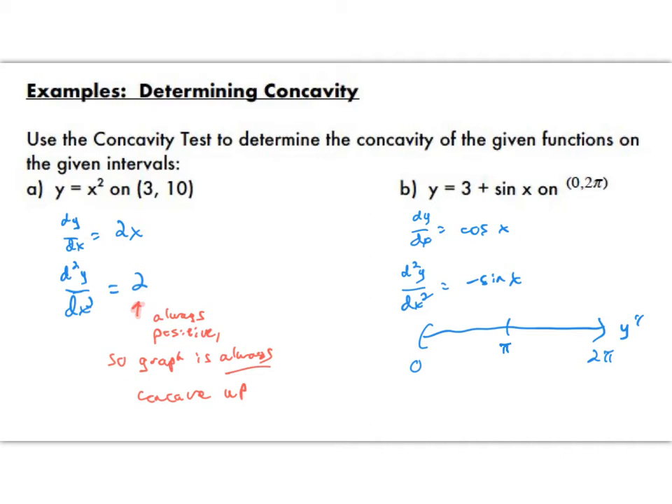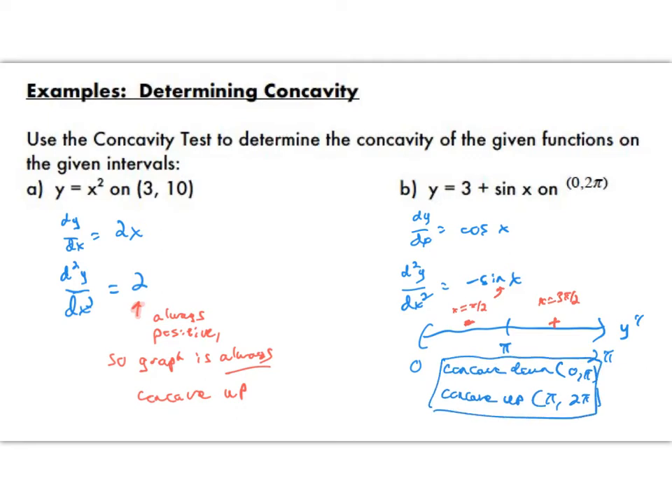Okay, so if I pick a value between 0 and pi, let's just pick something like pi over 2. If I put that into my second derivative, sine of pi over 2 is 1, but then there's that negative out in front, so it's going to be negative. And then if I pick something between pi and 2 pi, like 3 pi over 2, for example, sine of 3 pi over 2 is negative 1, but then the negative sign forces it to be positive. So now I know this graph is concave down from 0 to pi and concave up from pi to 2 pi. I know that for sure. Okay, good information to know on those two particular functions.